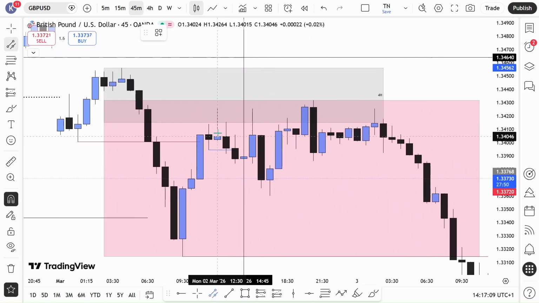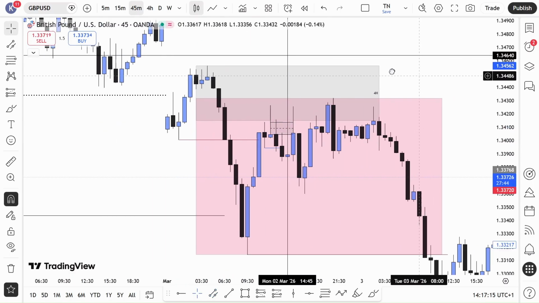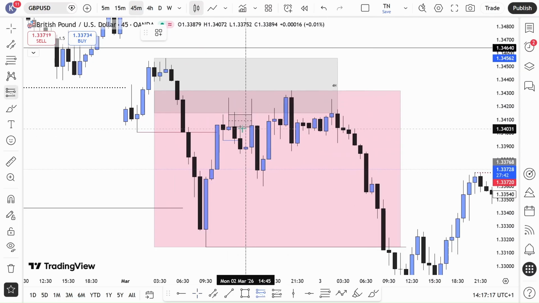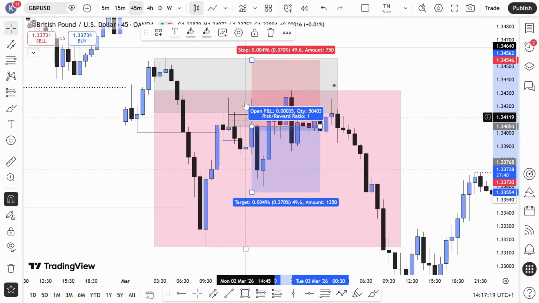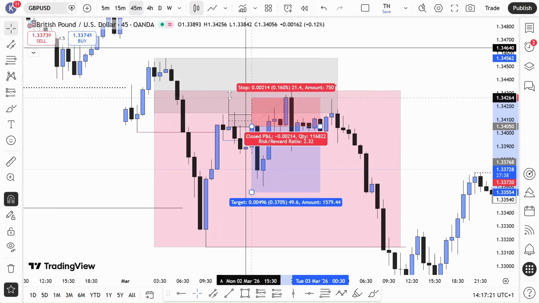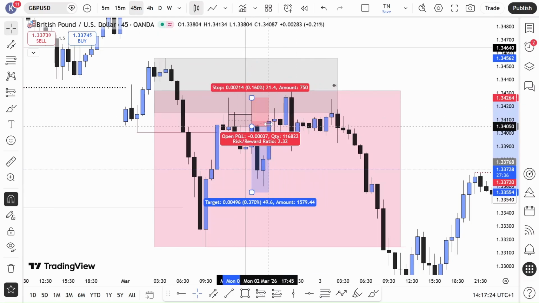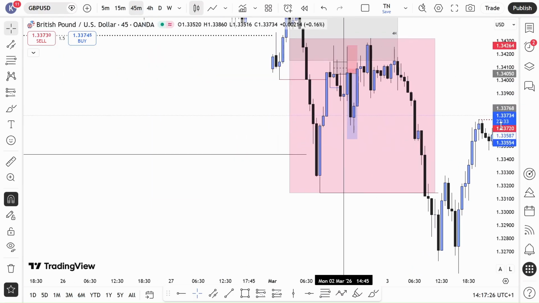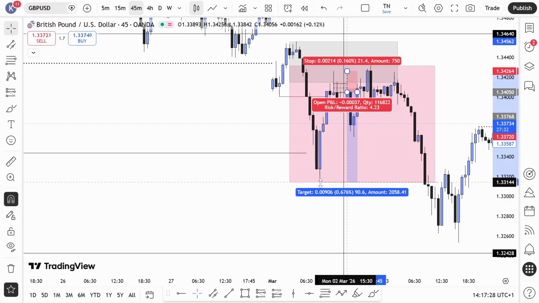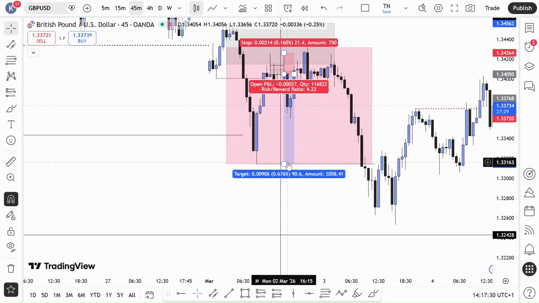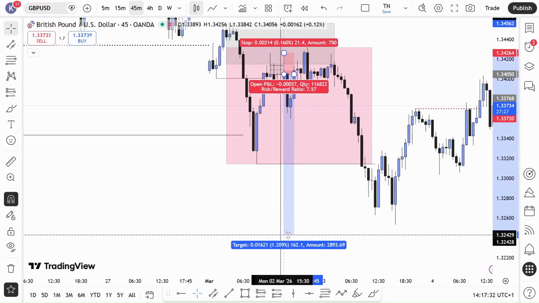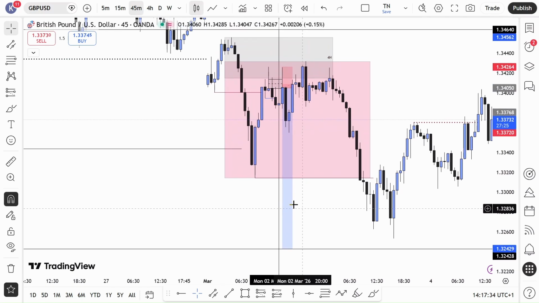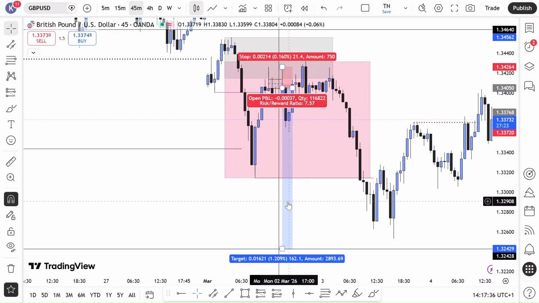So particularly for me, I took my setup from, I think, here. I had my first entry from here, my first trade from here, had my stop loss there, and I was targeting this low first of all for a 1 to 4. Then I was also looking at price heading towards this region for a 1 to 7.